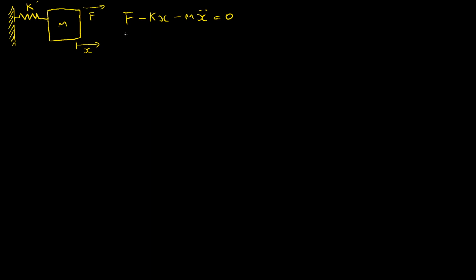So we can rearrange this. We have our mass times acceleration plus our spring constant K times position is equal to our force F. I'm going to call this equation 1. So this is our equation of motion for this spring mass system.